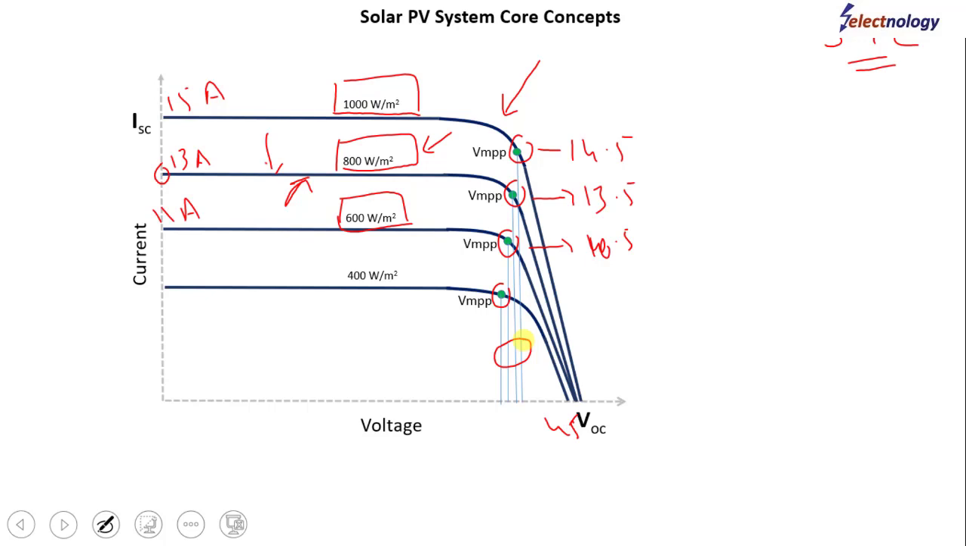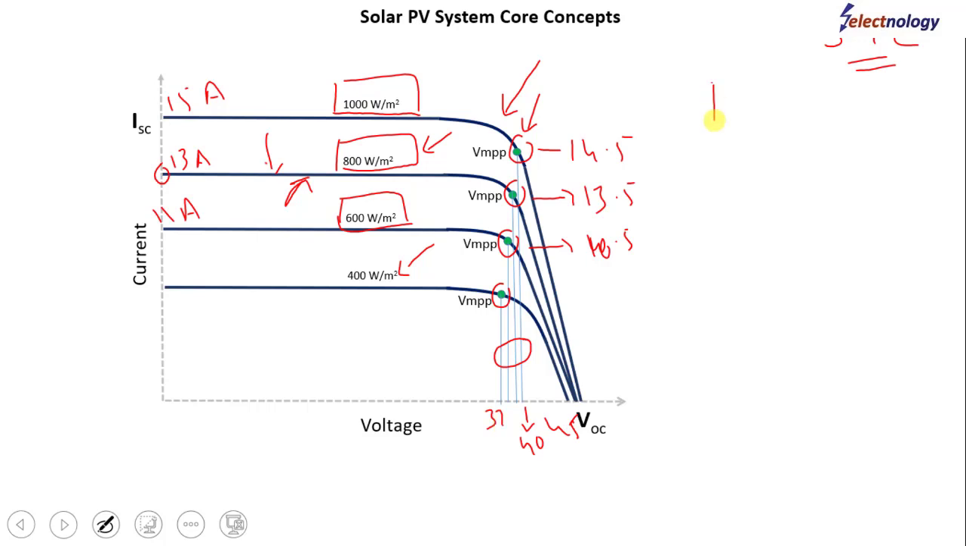This is possible. Suppose that when the sun is 1000 watt per meter square, at this operating point the voltage is, assuming, 40 volts. And when the sun energy is 400 watt per meter square, the voltage could be maybe 37 or 36. So here we can conclude that due to the change of the sun energy, the current capacity of the PV module changes, but the voltage at the terminals of the PV module doesn't change.